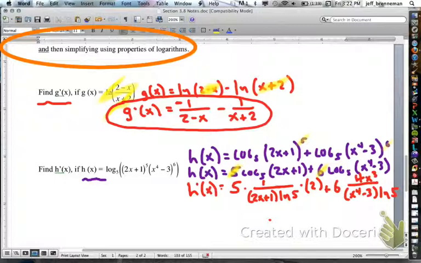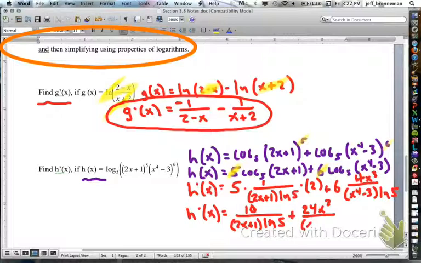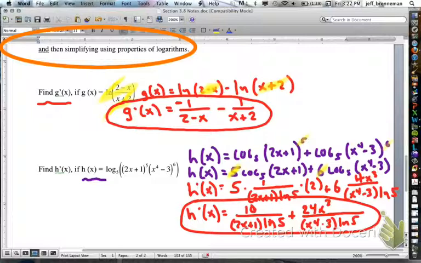Okay, now we might be able to simplify this just a little bit. H prime of x is the same as 10 all over the quantity 2x plus 1 times the ln of 5, plus, what do we have, 24x cubed all over x to the 4th minus 3 times the ln of 5. Alright, and so that would be our final answer. No need to simplify that.